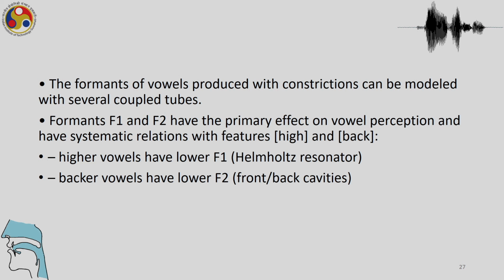So the formants of vowels produced with constrictions can be modeled with several coupled tubes, as we already know. And formants F1 and F2 have the primary effect on vowel perception and have systematic relations with features high and back, which we will study in phonology. But something that we will again emphasize here is that higher vowels have lower F1 and backer vowels have lower F2 because of the different cavities, front and back cavity.